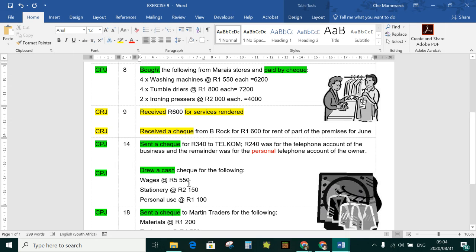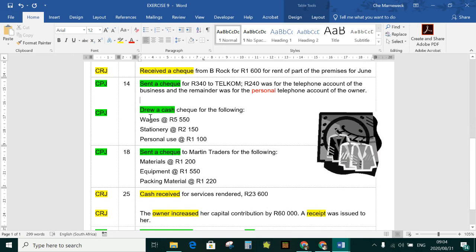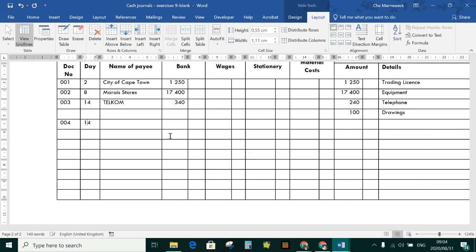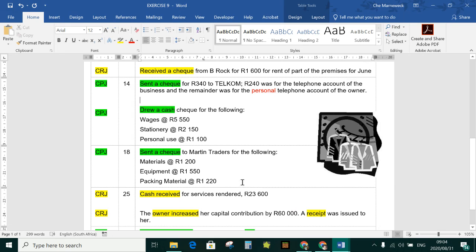And it's still the same day, in fact, because we see Drew a cash check. So whenever we draw a cash check, still day 14, we write the word cash on the check. What is the value that came out of our bank account? We are going to have to add up 5,550 plus 2,150 plus 1,100.